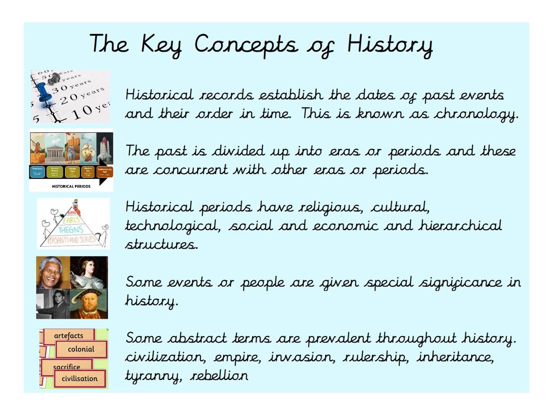The next one, historical periods have religious, cultural, technological, social, and economic and hierarchical structures. We looked a bit at the last one, at hierarchical structures last time. You can see in the little picture there, that is the hierarchical structure of Saxon society. But they'll also have technological structures. So what technology were they using at the time? How were they farming? What tools were they using?